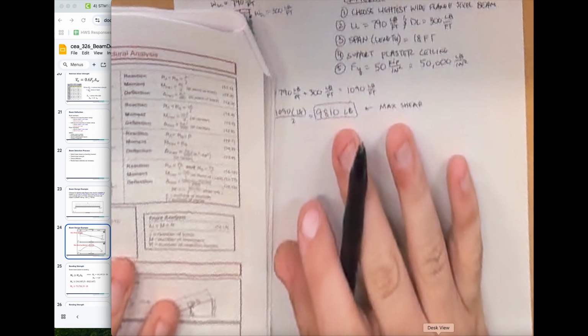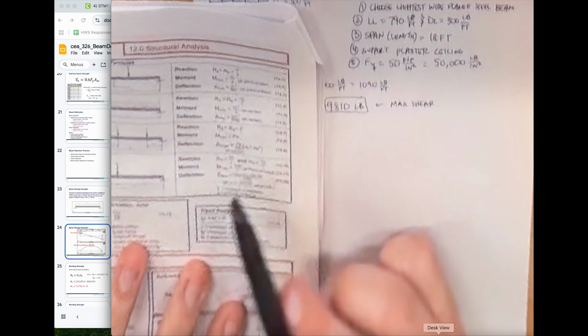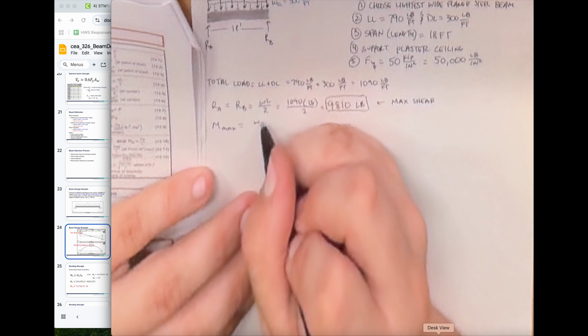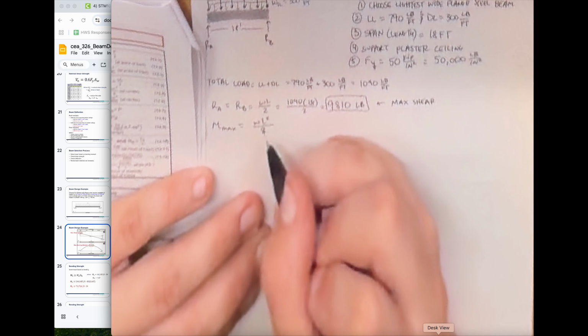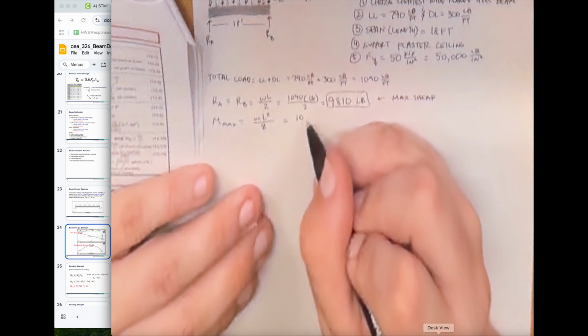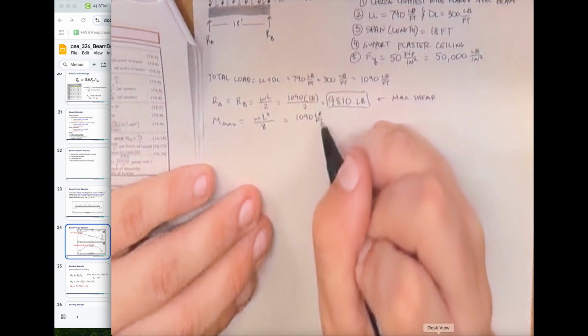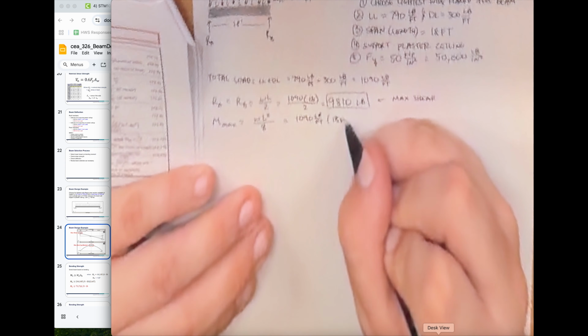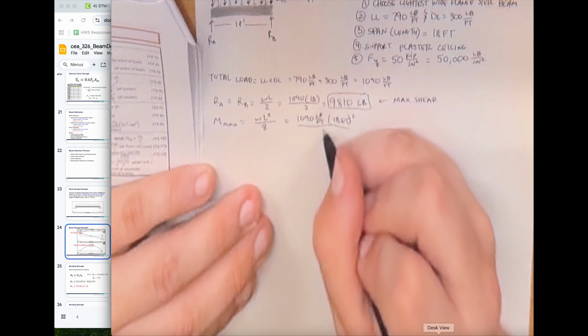Now, also provided to us from our equation sheet, we're going to be going with equation 12.5. It states that the max moment is equal to the uniformly distributed load multiplied by the length squared divided by 8. This is going to occur at the center of the beam in this particular scenario. And so we've got this 1,090 pounds per foot. We're going to multiply that by the length of 18 feet. Now that is going to end up squaring that, and then we're going to divide that by 8.